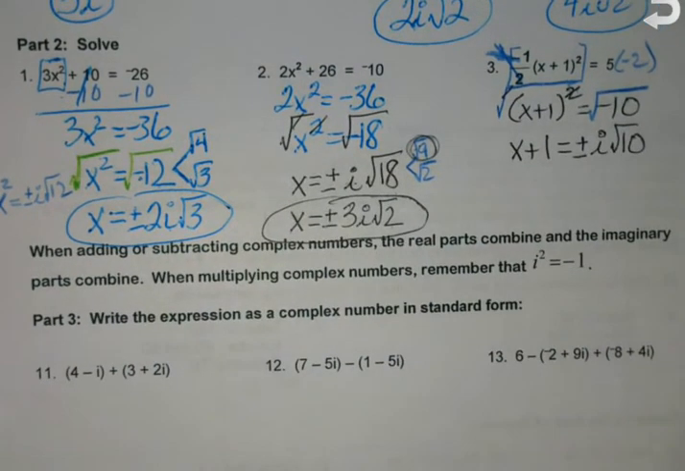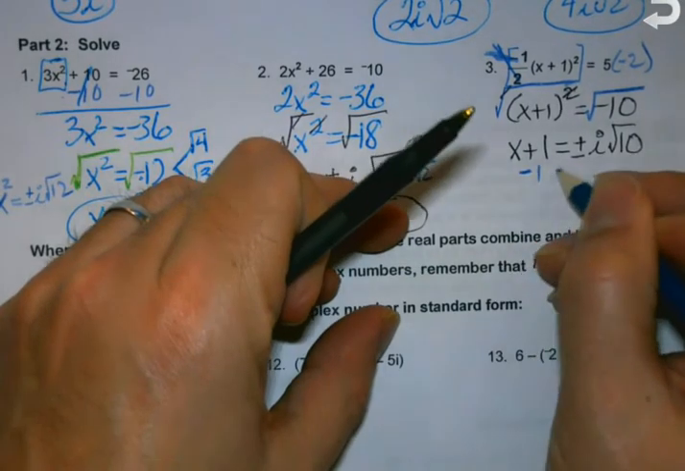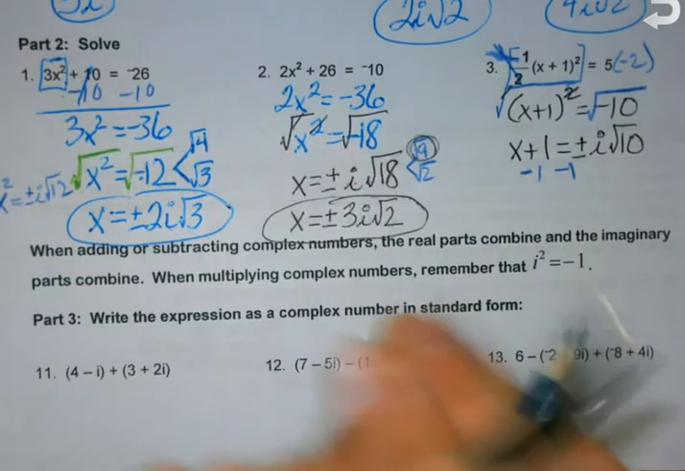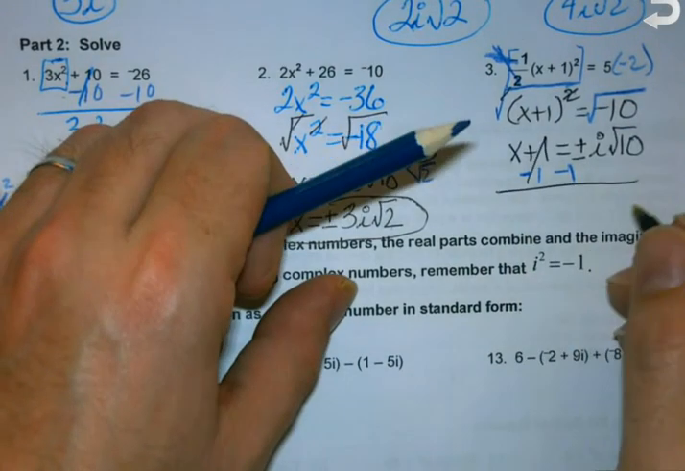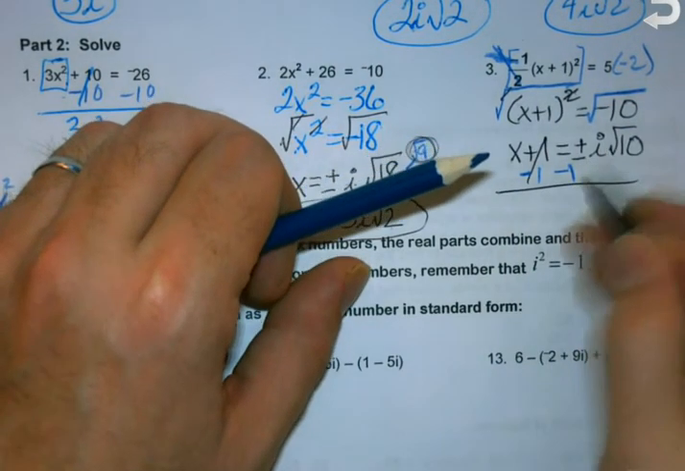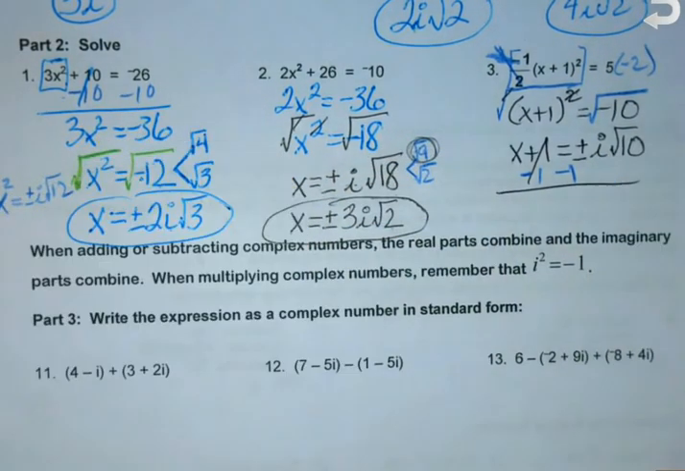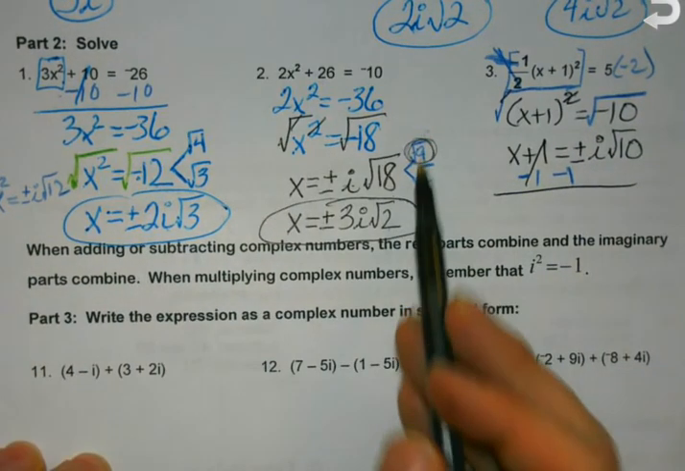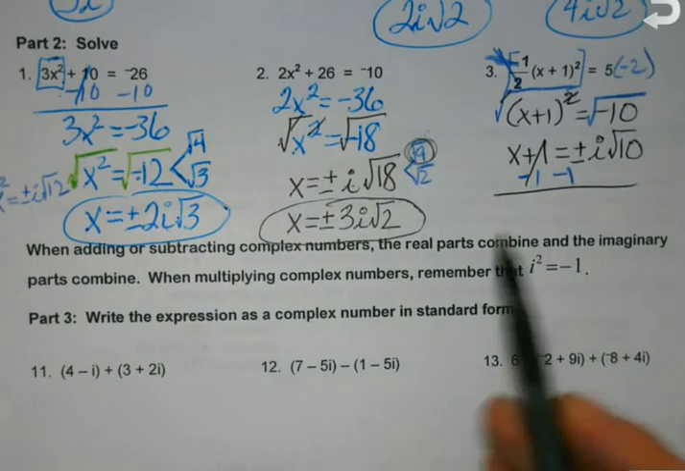Can I break down the 10? No. Okay, I know that 5 times 2 is 10, or 1 times 10 is 10, but I don't have any perfect squares to work with. So all I'm going to be able to do now is subtract the 1. Now be careful. This doesn't go with the i. The only time we put something directly with the i is if I can factor, I can break down, my perfect square.